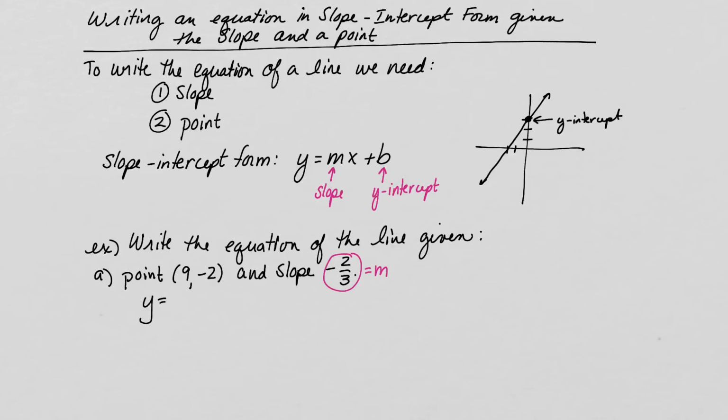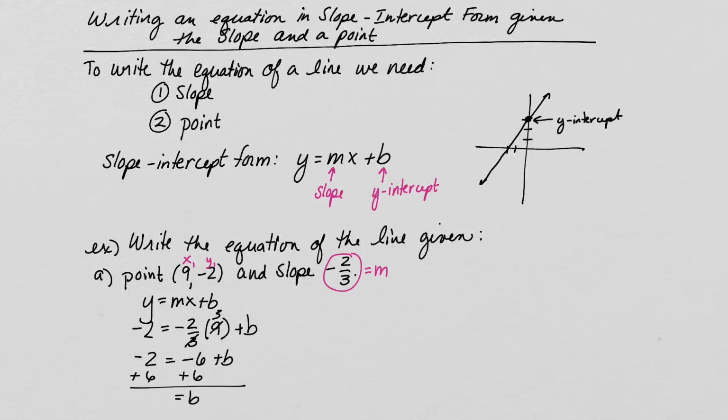So we're starting with y equals mx plus b. Remember, this is the x, this is the y. And this is a specific one. We usually call it like x1 and y1. So it's not the generic x and y, it's just one specific point on the graph. And so if I plug in, I would have -2 equals our slope, -2/3, times the x, which is 9, plus b. So -2 is equal to, the 3's here would cancel, I'd have -6 plus b, and I would add 6 to both sides, so b would be 4.